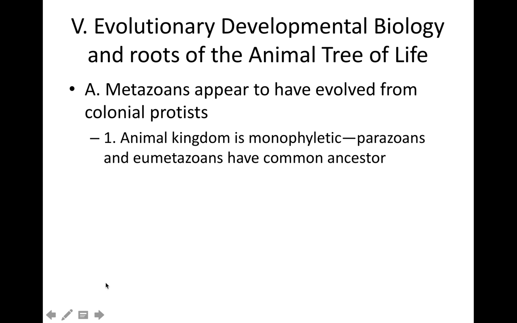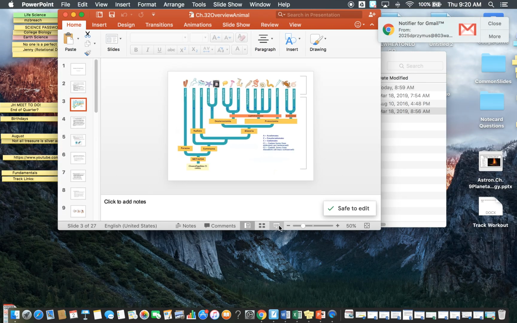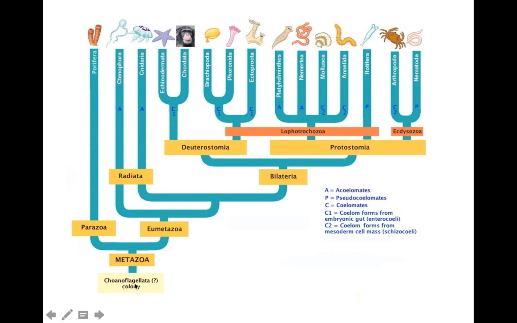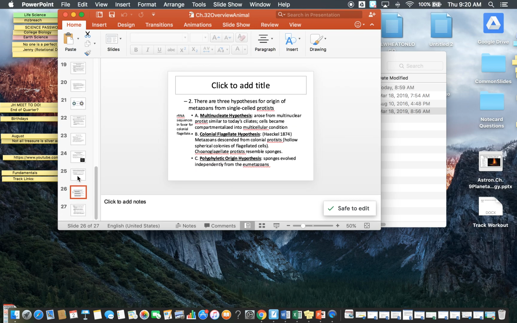So then basically, where did animals come from? I'm going to talk about three hypotheses here. The animal kingdom is monophyletic. Okay, parazoans, which are the sponges, and eumetazoans, which are true animals, do have a common ancestor. And so the question is, what is that common ancestor? If I go back to this family tree, notice it says choanoflagellate colony, and there's this question mark here. So what is that question mark? They're not exactly sure if that's true.